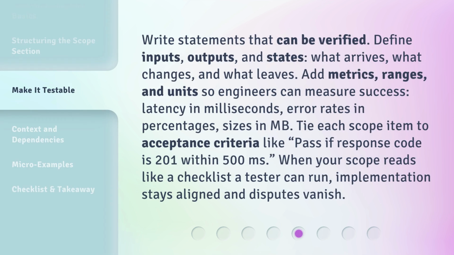Write statements that can be verified. Define inputs, outputs, and states. What arrives, what changes, and what leaves. Add metrics, ranges, and units so engineers can measure success. Latency in milliseconds. Error rates in percentages. Sizes in MB. Tie each scope item to acceptance criteria, like a POST response code is 201 within 500 ms. When your scope reads like a checklist a tester can run, implementation stays aligned and disputes vanish.